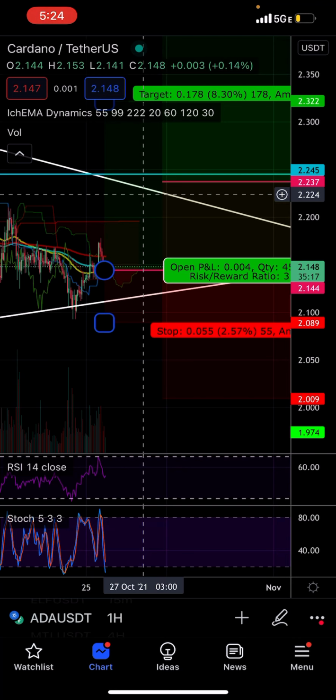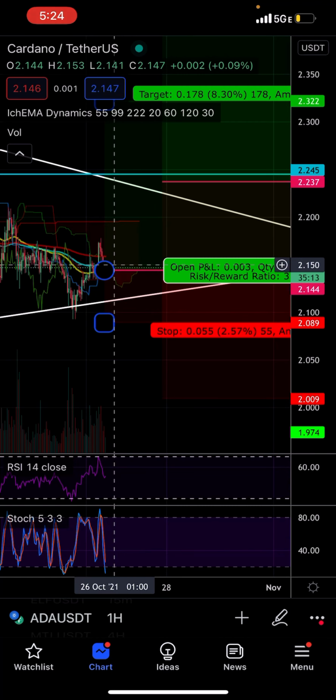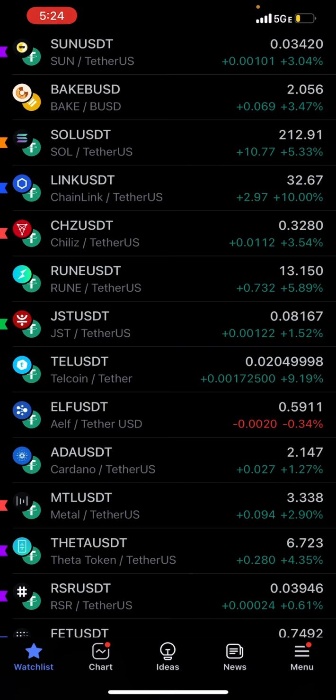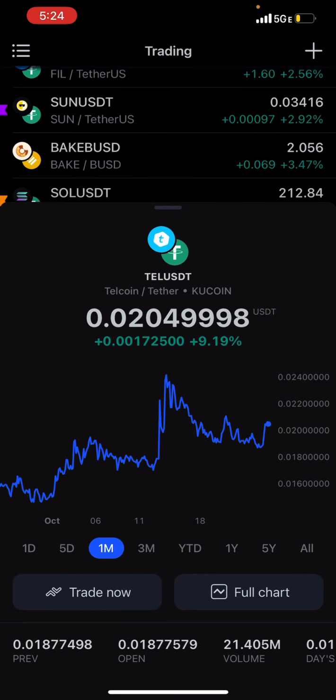Then you could close and take the profit, or at the very least, you move your stop loss up to your entry price. Then it's a risk-free trade, because even if it comes crashing down, worst case scenario, you just lose your profit, and you end up breaking even, right?